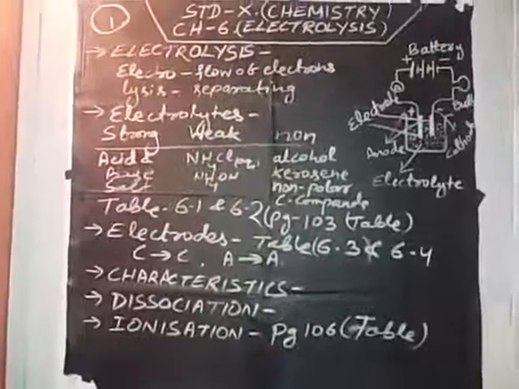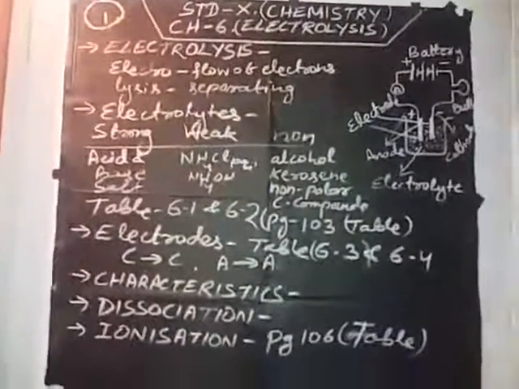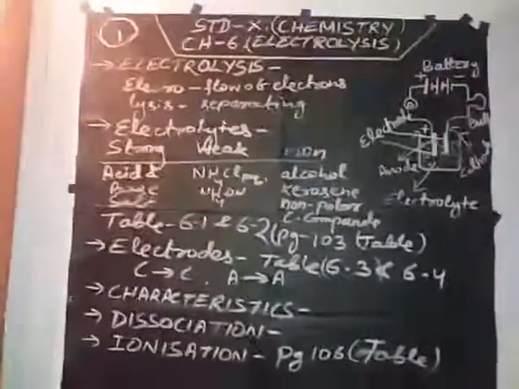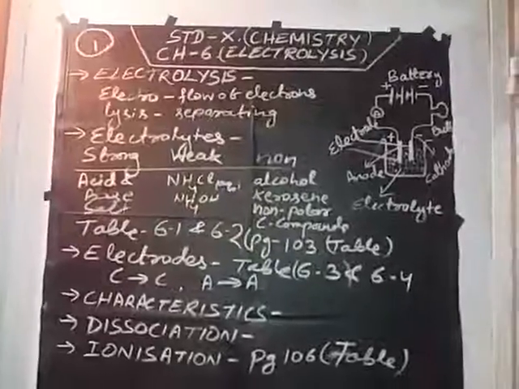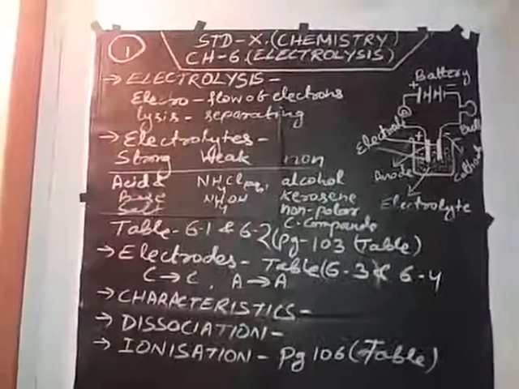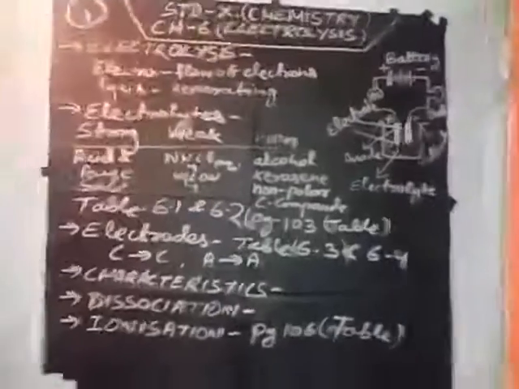But covalent compounds which are polar in nature also ionize in aqueous solution and conduct electricity. Hydrogen chloride, ammonia, water and acidulated water are examples of polar covalent compounds.